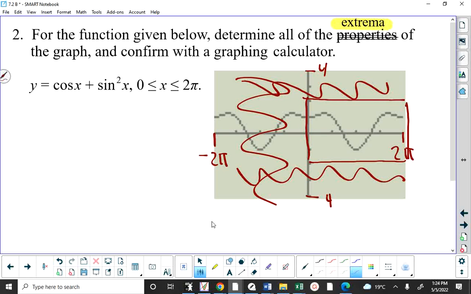Yep. I was just wondering, would that be considered even symmetry then? This is even symmetry, yeah. Which tells you that if you were to put negative x in, you'd get the same function.